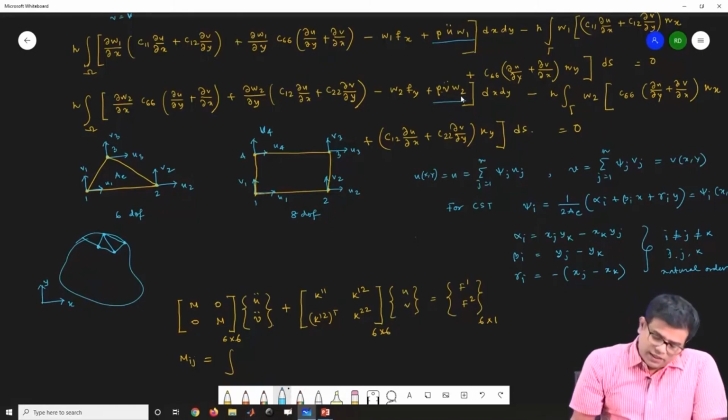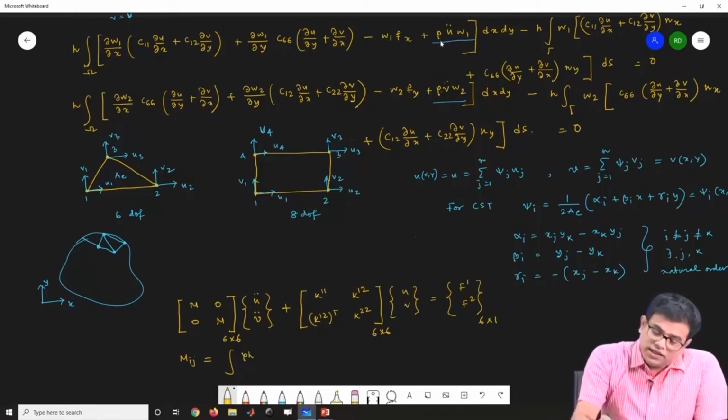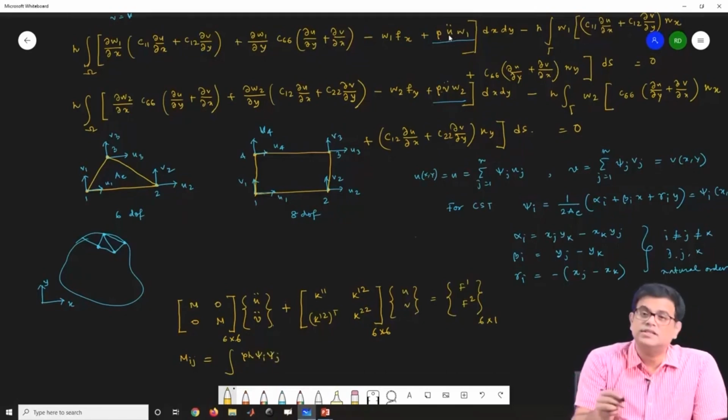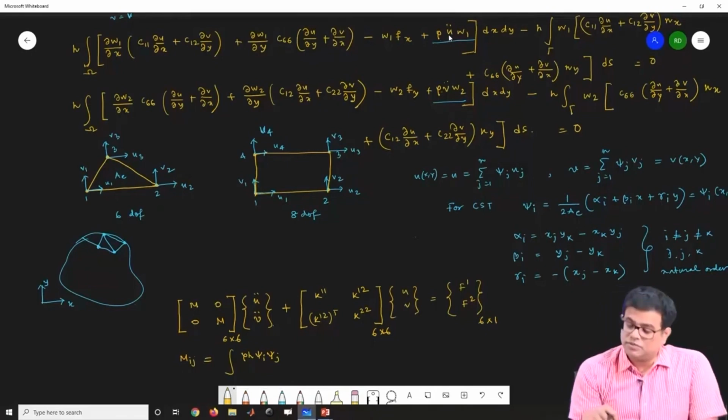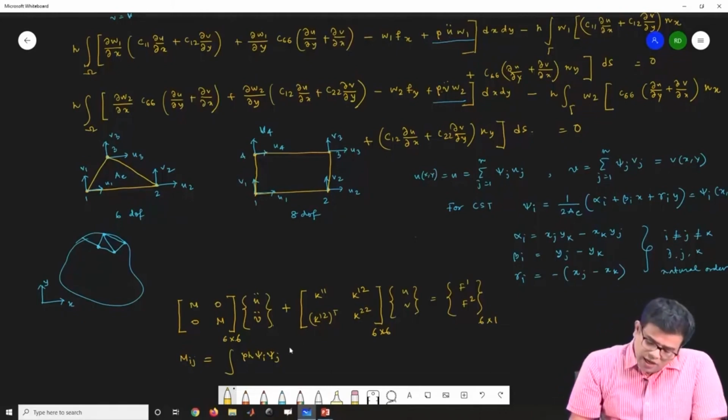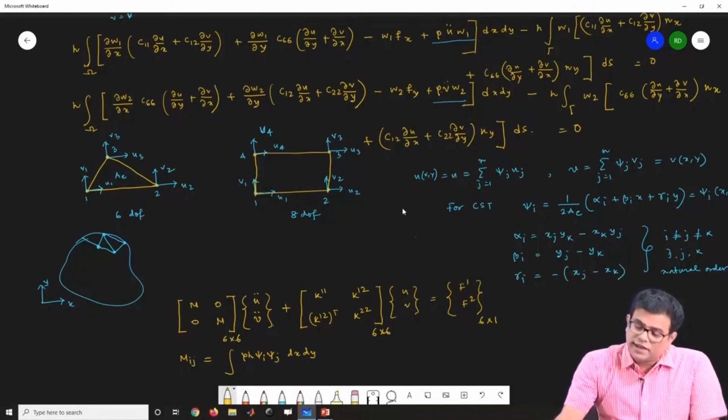If I assume that, then M ij I can simply write as rho h psi I psi j. Rho comes from here and h comes from here. Because here u is again interpolated in terms of psi j u j, and psi I is the weight function. So this is integrated over dx and dy. Look, this psi I and psi j are functions of x and y.